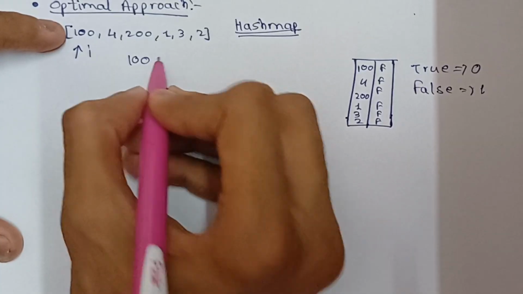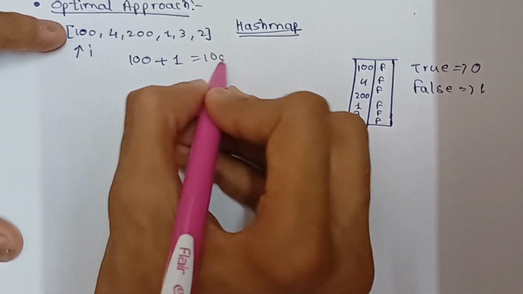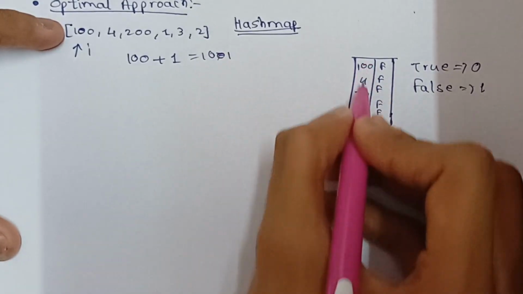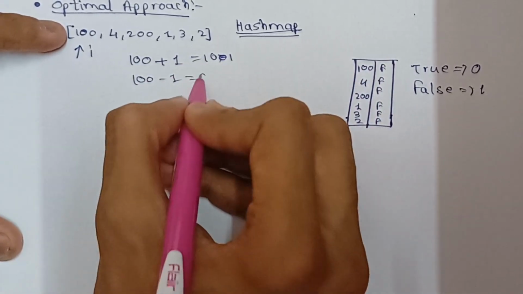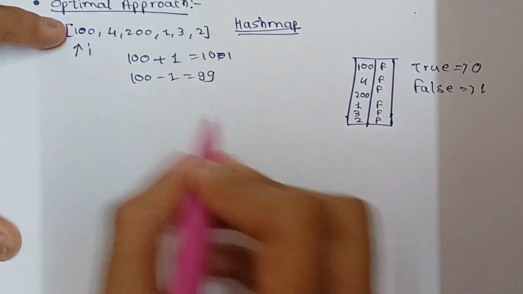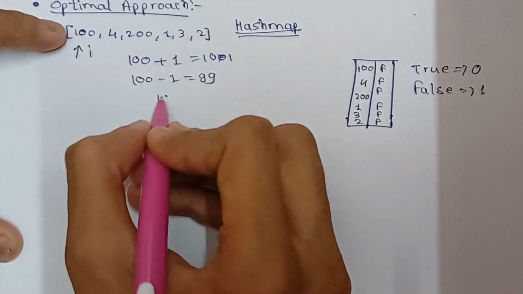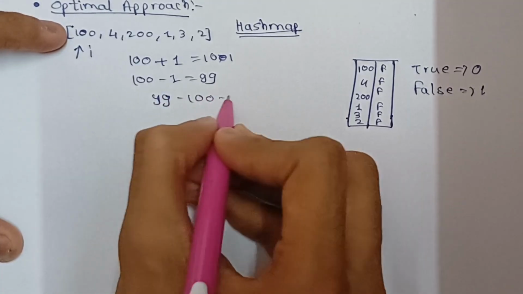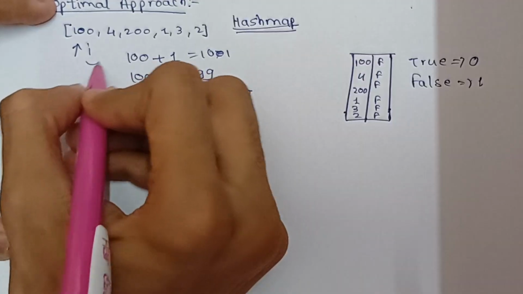Now we will check in the hash map whether there is 100 plus 1, which is equal to 101. No. Then we will check 100 minus 1, which is equal to 99. Is there a 99? No, nothing. So 99, 100 and 101 will not become a consecutive sequence, so we will move the pointer forward.